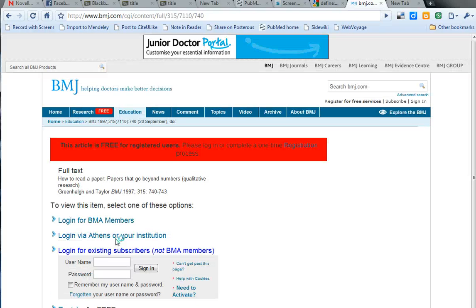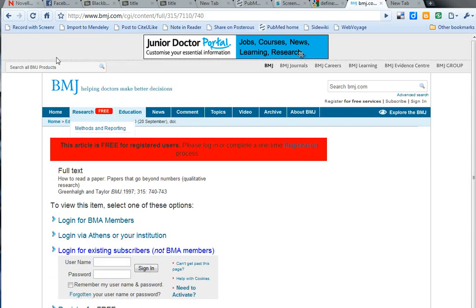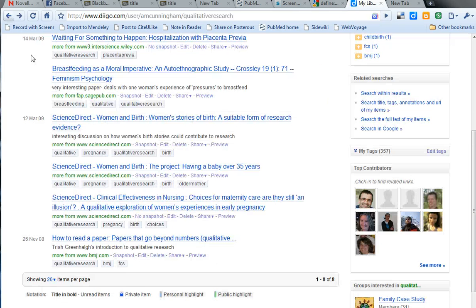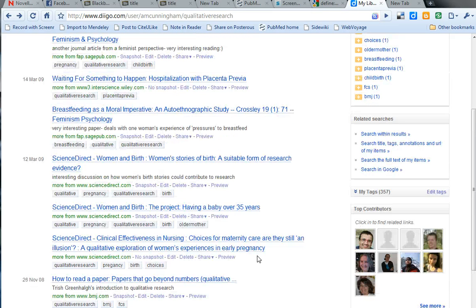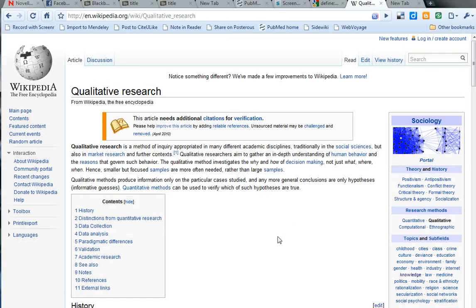So this is a piece of work. Now I'm at home, but it's a paper from the BMJ, which you will be able to get into, and it explains what qualitative research is. I've also saved some examples of qualitative research papers, and here is the Wikipedia entry about qualitative research, which can help you understand what it's about as well.